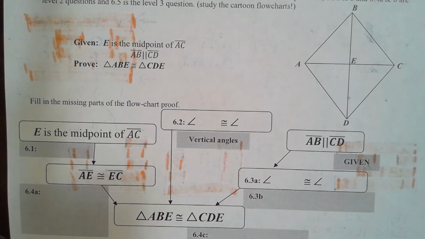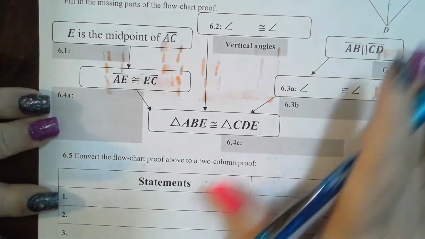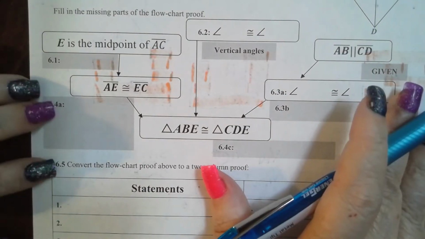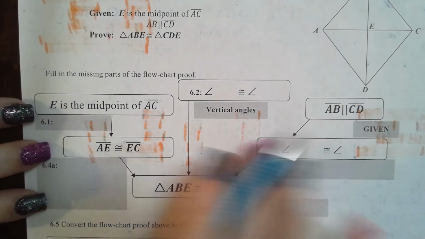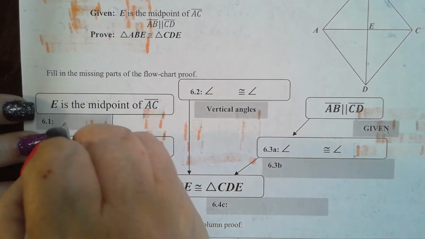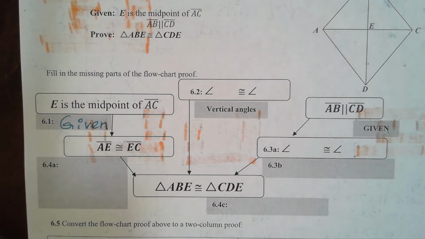Now, the idea about this is, if you know some of the simple things, it should actually be not too difficult. But you do have to be on the lookout for those simple things. You may have trouble doing the more difficult things, but you probably should be able to get at least 60 or 70 or so percent just by remembering some of the simple things. For example, it says here that E is the midpoint of AC. Well, they tell us that right here. So all we have to write is given, and now we have 60% on this side of the test.